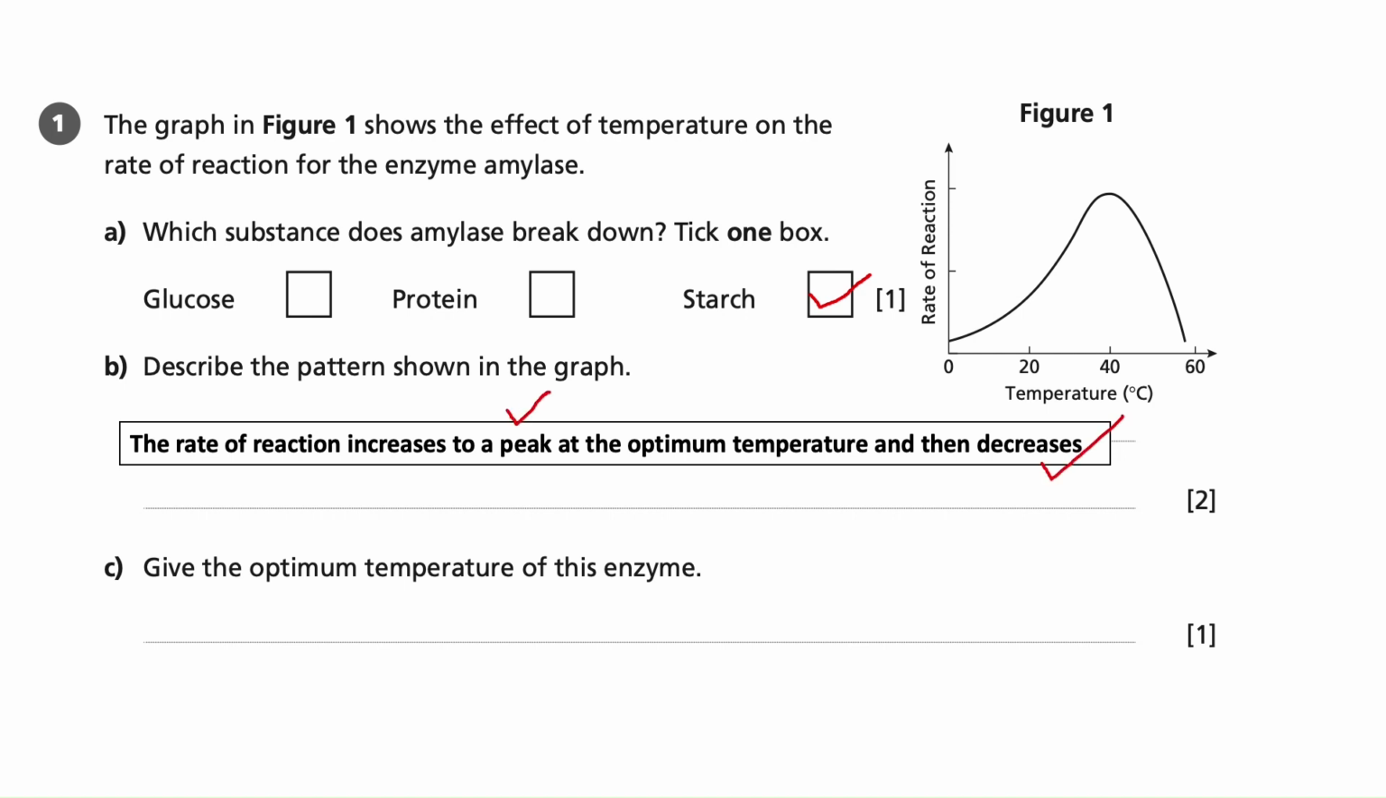peak at the optimum. For the final part, we have to refer to the graph again, give the optimum temperature of this enzyme. So all we do there is we're looking for the peak, the highest point, the highest rate of reaction, and as we can see, it is up here at 40 degrees Celsius. That gives us 1 mark for that question.